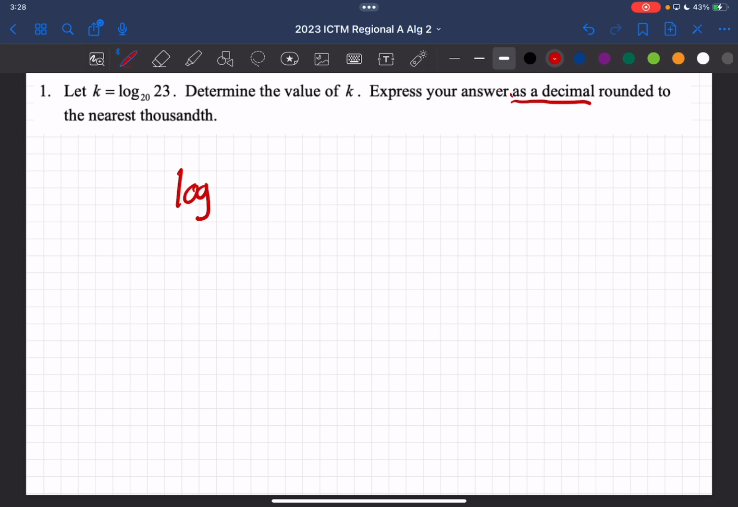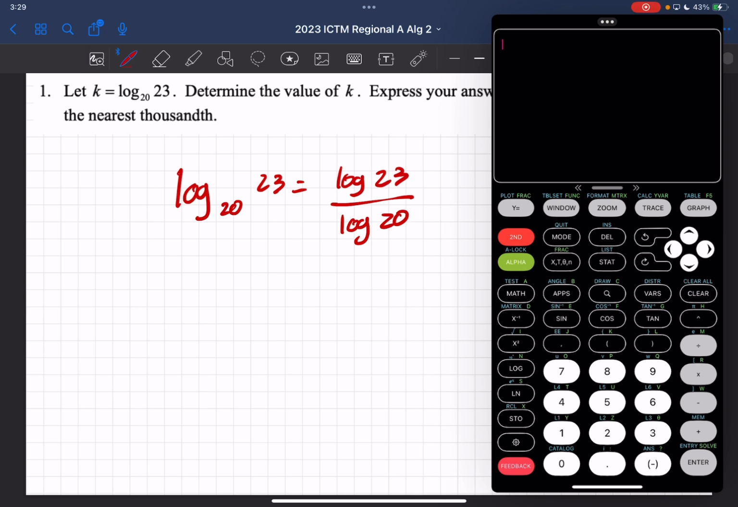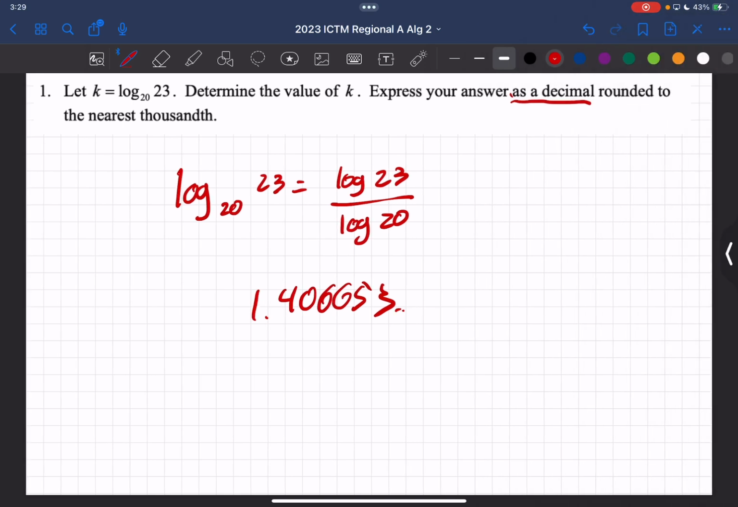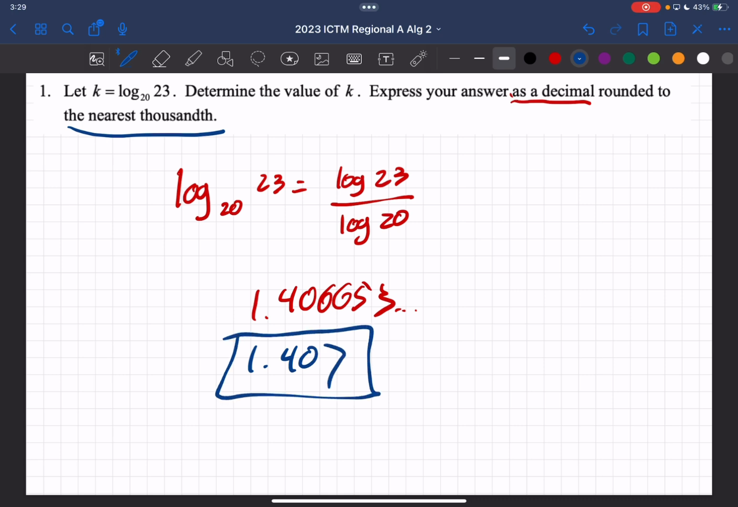So if I want log base 20 of 23, the change of base rule says you take log 23 over log 20. So I get out my calculator, log 23, and then I divide that by log 20, and we get 1.406653, and I can stop there because we want it rounded to the nearest thousandth, so that's 1.407. So there is the answer to number 1.